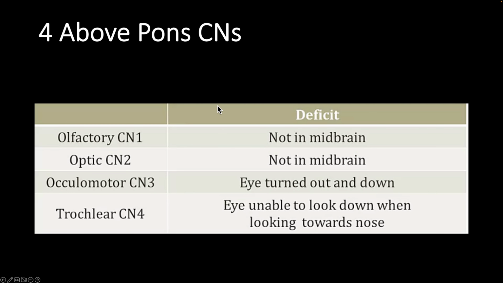So for above the pons, olfactory and optic, those are out. Those are not in the midbrain, okay? The oculomotor nerve, cranial nerve number 3, eye turned out and down. Cranial nerve number 4, trochlear, eye unable to look down when looking towards the nose, or you'll have patients sometimes have a hard time going down the stairs, okay?